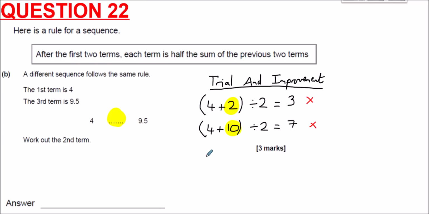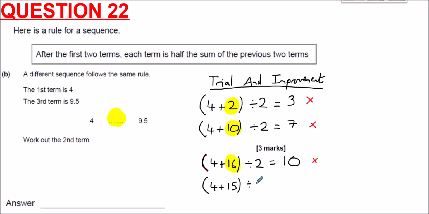So again, we can increase our guess a bit more. Let's try maybe 16. Just increase it a bit more. 4 plus 16 divided by 2. If you try that on a calculator, what you should find is it comes to 10. Now that's very close, but 10's a bit too big. So although we've not got the answer, we're at least close. So let's go down a bit. Let's try maybe 15 next.